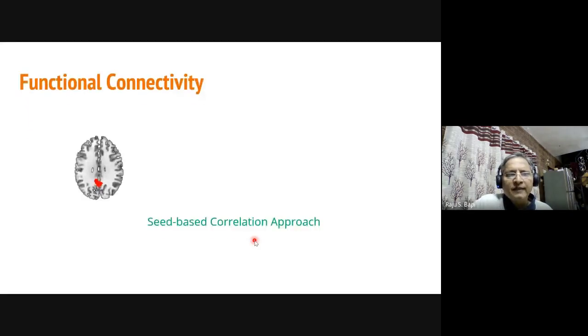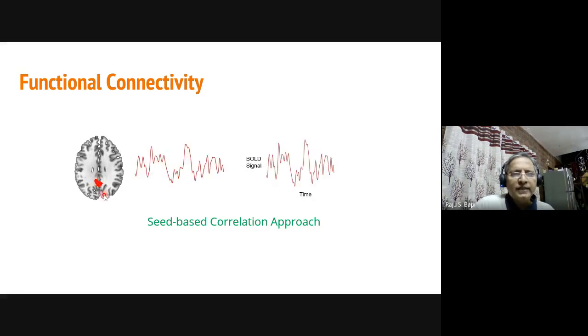And people have studied this. One way that people have approached it, the standard old method, is to take seeds in different regions of interest. For example, there is a seed in the medial parietal cortex, the precuneus, and suppose you look at the response at this location when the subject is resting. Suppose the BOLD time series has some fluctuations like this over time. Now you look at how this is correlated with other regions.